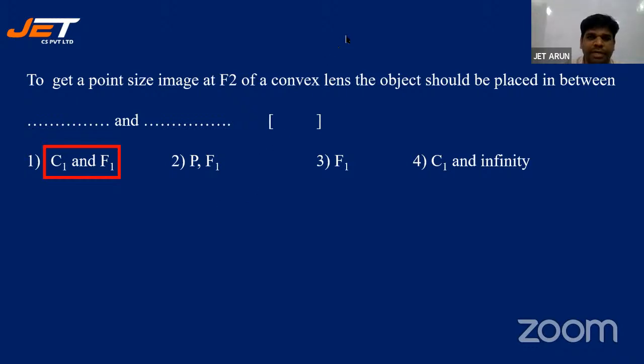There are errors in the students. That is right. It's supposed to be C1 and infinity, students. When it's at infinity, then you get a point size image at F2. All right. So that's right. 4 is absolutely right, students.